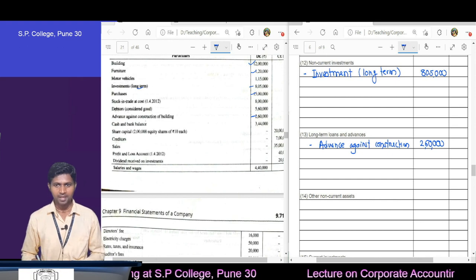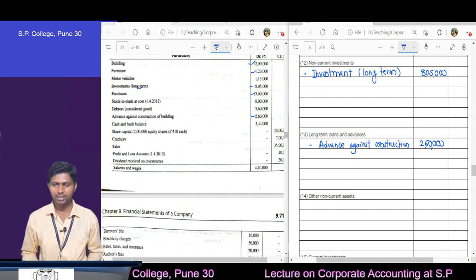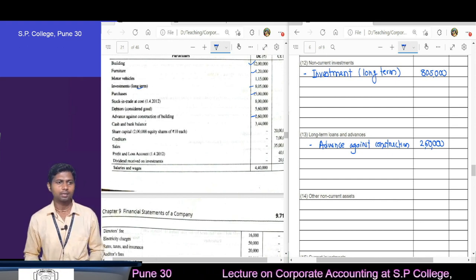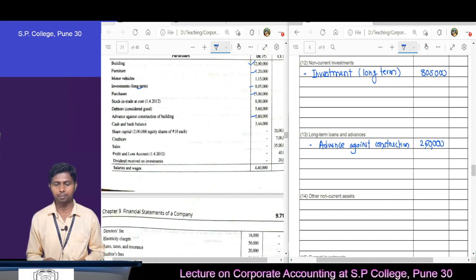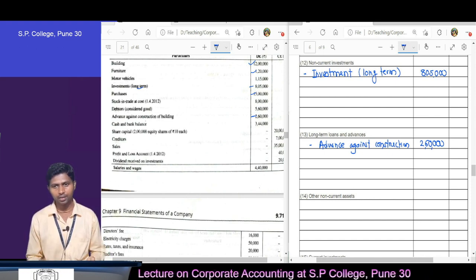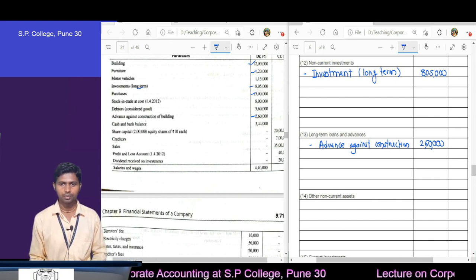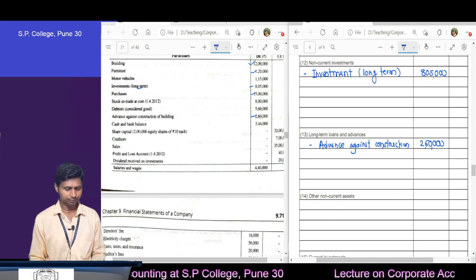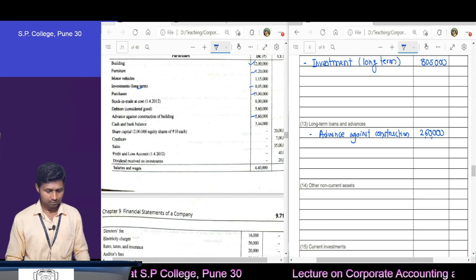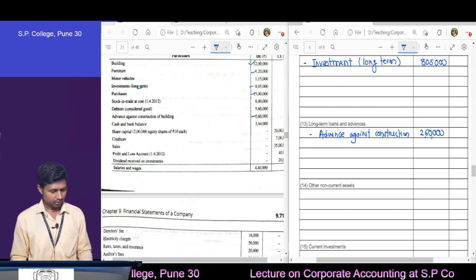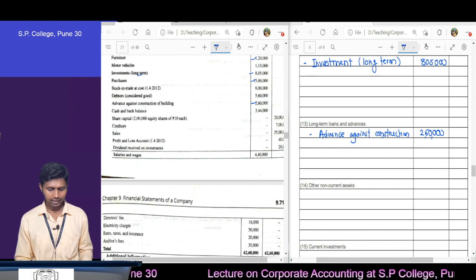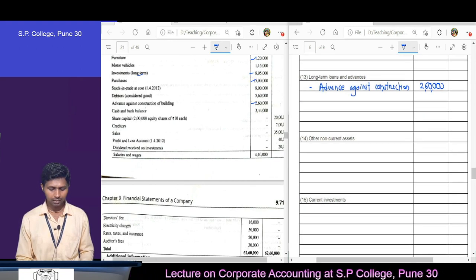I think it's very simple, no? Advance is matching, therefore in the advance head, and the advance is given for building purpose, therefore obviously it could be more than 12 months. So we can assume it as long-term loans and advances. After this, my dear students, what do we have? After advance, cash and bank balance. Where to write cash and bank balance?